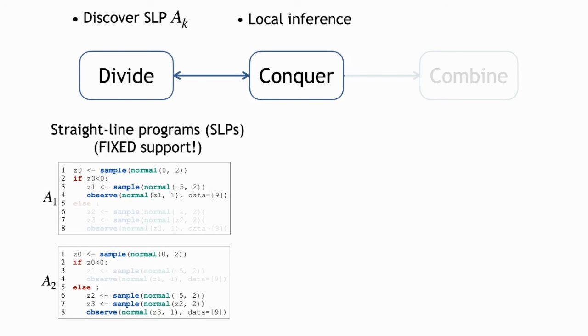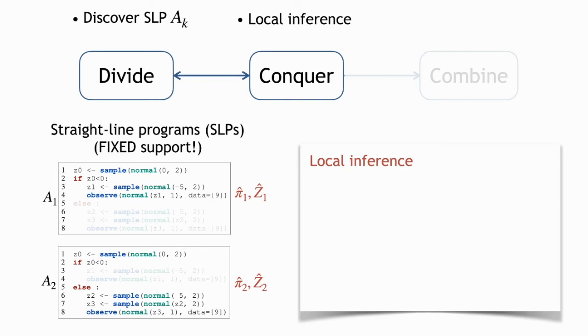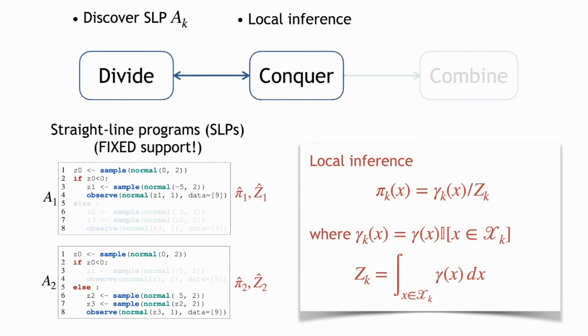Now, at the second step, conquer, the main task is to perform local inference restricted to each straight line program A_k. Formally, we want to estimate the local posterior pi_k of each straight line program A_k. Its unnormalized version, gamma_k, is defined by the overall joint density gamma restricted to a subspace X_k, and Z_k is the local marginal likelihood. Take the earlier mixture model again.